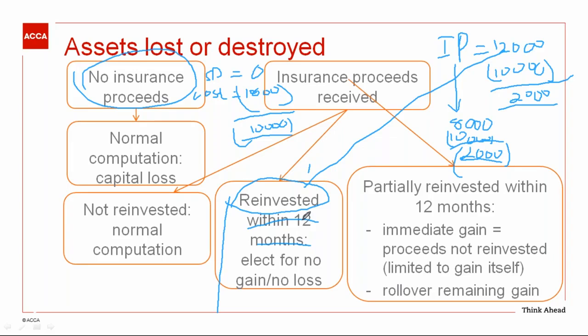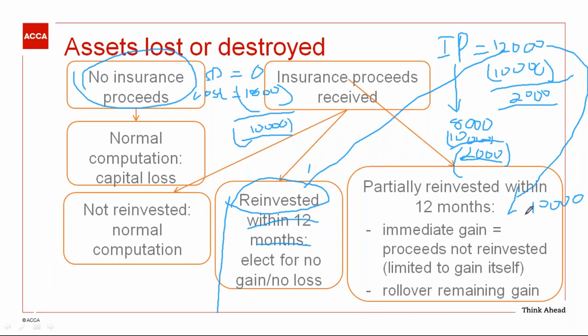However, there can be situations where you do not fully utilize the insurance proceeds received. You may decide to keep some of the money with you and use the balance to buy a replacement asset. Here, you received £12,000, but you spent only £10,000 to buy the replacement asset within a period of 12 months.